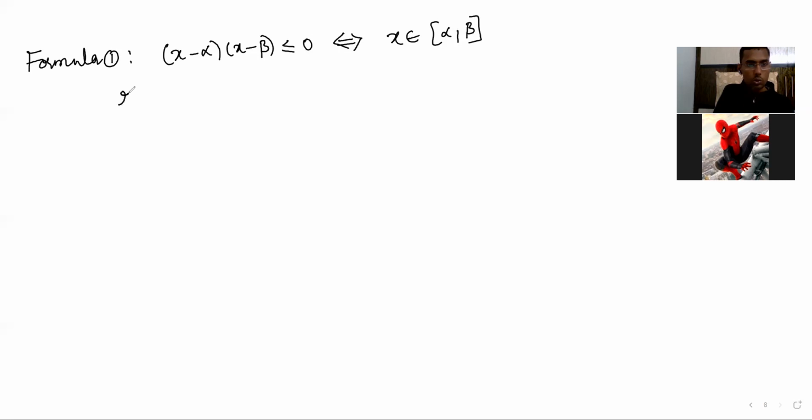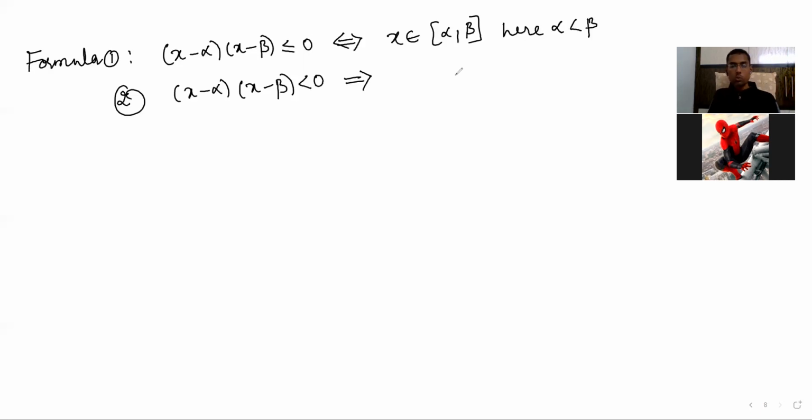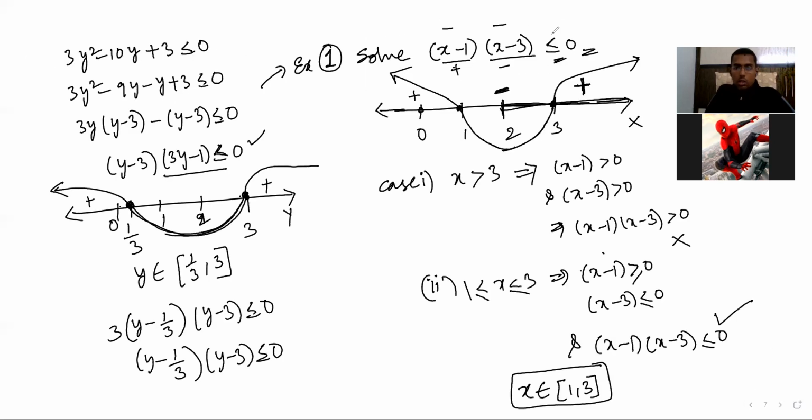Number 2: (x minus alpha) into (x minus beta) less than 0 means what, you know? Here alpha is less than beta. Alpha is the lesser root, beta is the greater root. Less than means only open brackets, because alpha and beta are not included. Here only less than is there. Equal to is not there, which means 1 and 3 also will not satisfy.